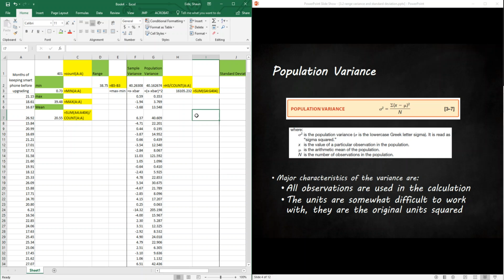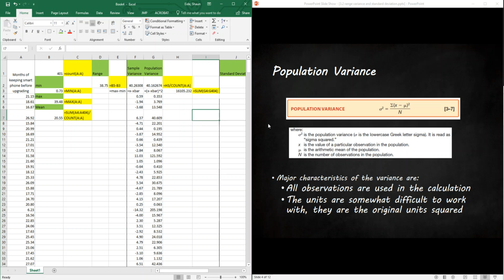Okay, and so we intentionally do n minus 1 in order to allow for the possibility of having more variance and just being a little bit more conservative in our interpretation.